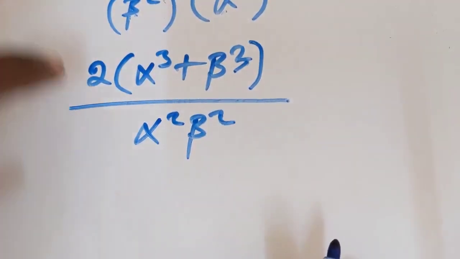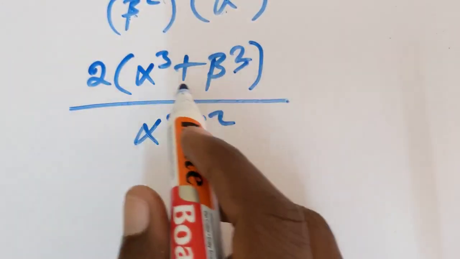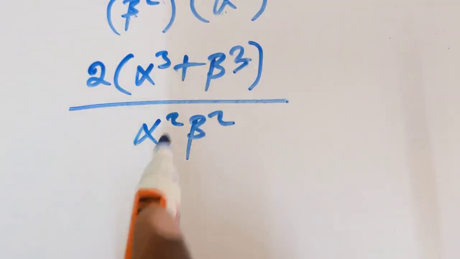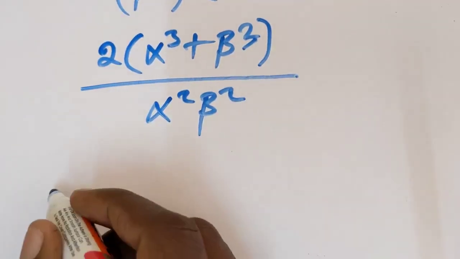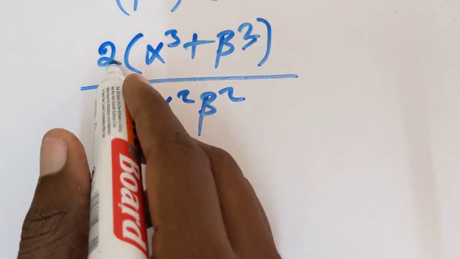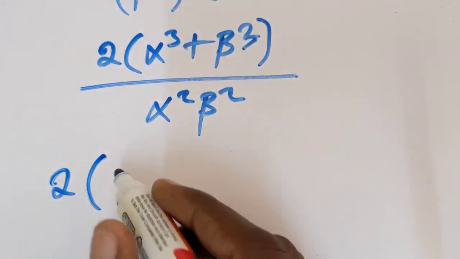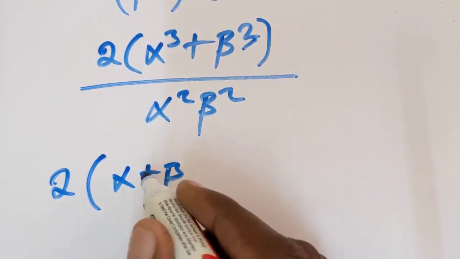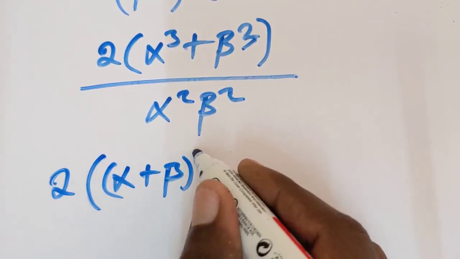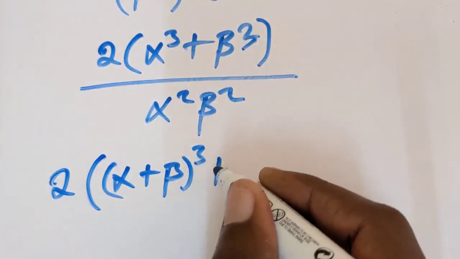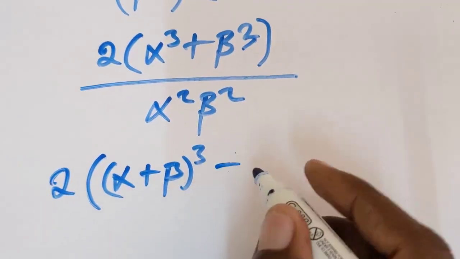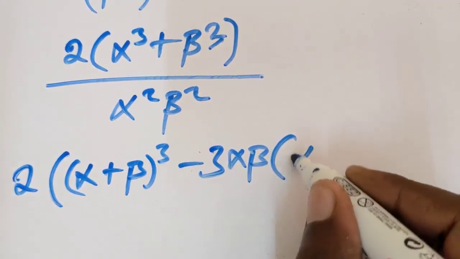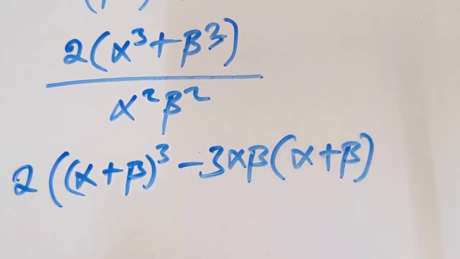Okay, so you know the formula for this one. The formula for this one, we derived it. So we need to replace this one by that formula that we just derived. So we are going to say it is what? 2. This 2 is just outside. Okay, then what is inside? So inside we have alpha plus beta, that formula that we just derived, to the power 3, minus, there is minus 3 alpha beta, open bracket, alpha plus beta. This is the formula that we just derived.